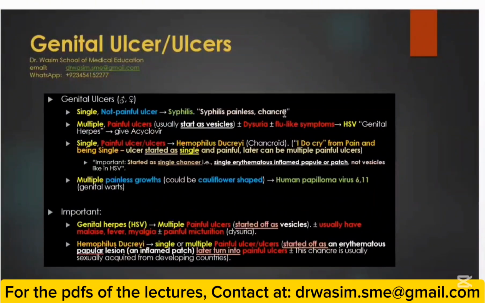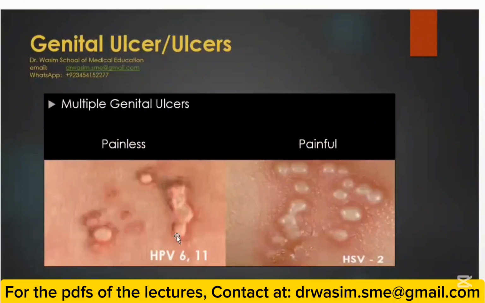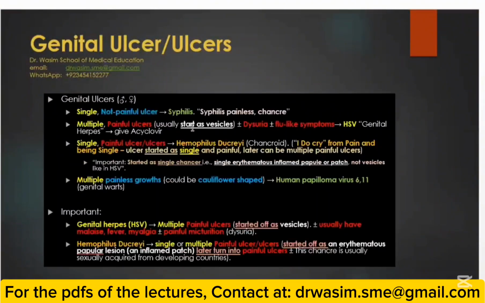Syphilis is a painless chancre. If the ulcers are multiple, painful, and start as vesicles, as you can see over here, these are vesicles. So if they start as vesicles and they have the additional symptoms of dysuria, that is painful micturition, also may have flu-like symptoms. These are very important because in some scenarios they may give multiple painful ulcers or lesions, and they will give a clue of dysuria or flu-like symptoms.